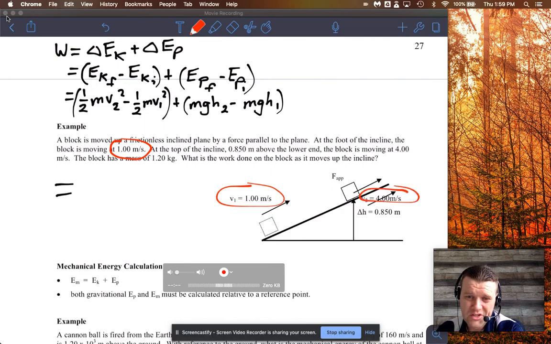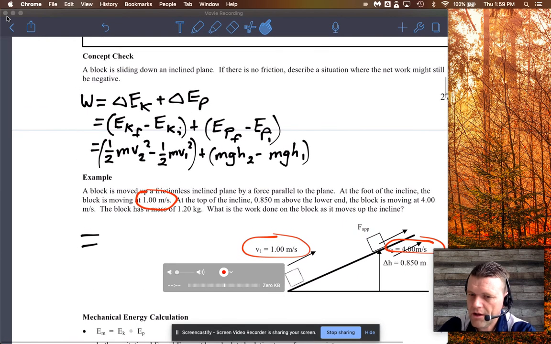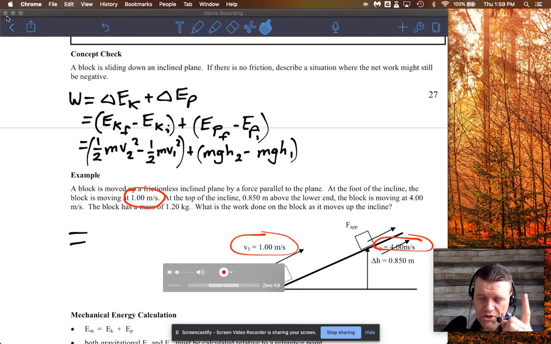And at that position, it's at a height of 0.850 meters. So all that information then says what's the work done on the block as it moves up the incline. Well, I sped this up a little bit and I already wrote this. The work will equal the change in both the kinetic and the potential energies.